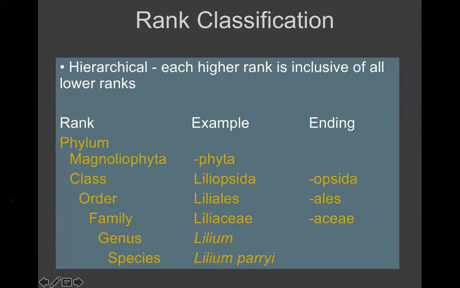So all rankings at the class level end in -opsida, all rankings at the order level end in -ales, and all rankings at the family level, this is probably the most important for you to know, are at the -aceae ending, use the -aceae ending. And then there's no consistency within the genus or species level endings.